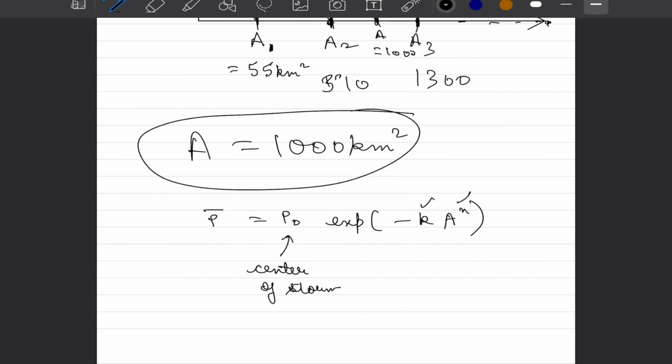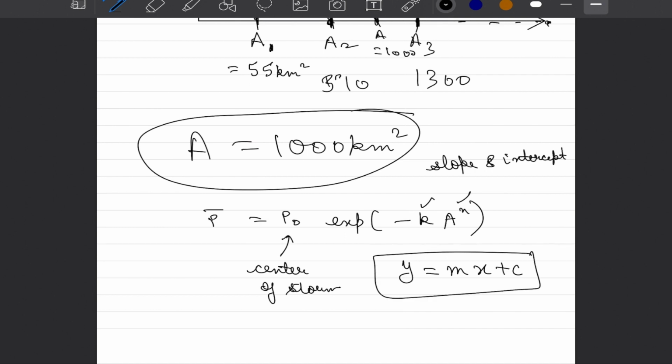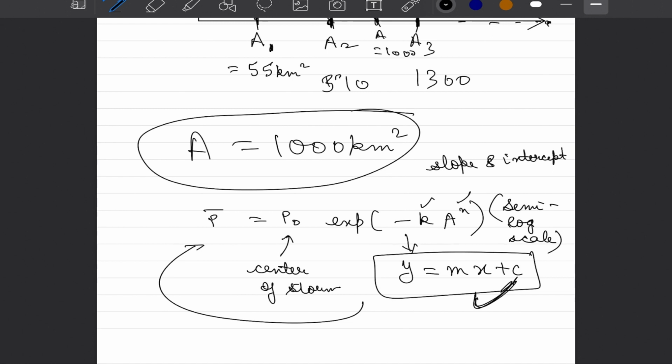K and n can be thought of as the slope and intercept that you would typically determine while fitting equations like y equals mx plus c. The only difference is that this would hold true if you are plotting on a linear graph, whereas since this is an exponential curve, we would plot the similar relationship on semi-log scales. You can plot these semi-log scale relationships easily in Excel or on special graph papers that have one axis on log scale and another axis on linear scale.